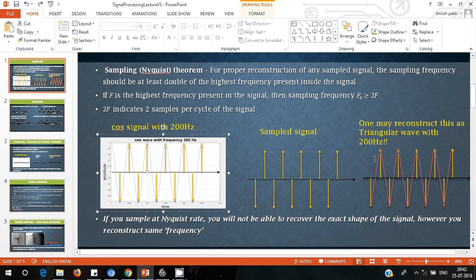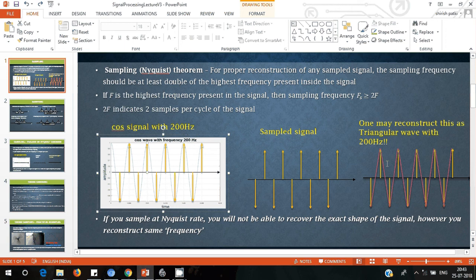So remember, whenever you are sampling exactly at the Nyquist rate, the shape of the signal might not be guaranteed. However, the frequency of this triangular wave is the same as the frequency of this cosine wave. The shape is different, however, the frequency is the same. So if you are sampling at the Nyquist rate, you may not get the exact shape of the reconstructed signal, however, the frequency will be the same.